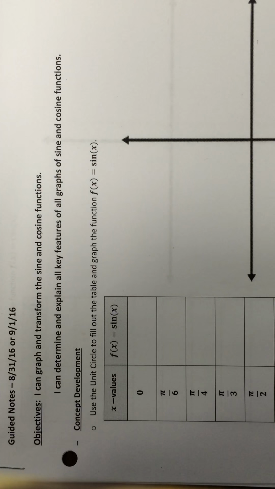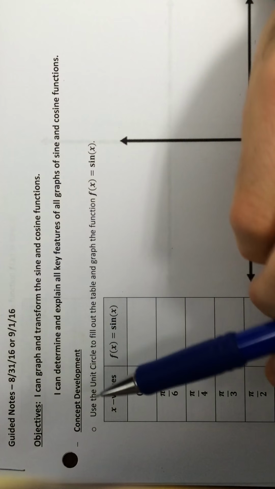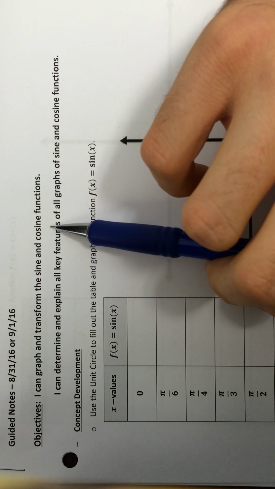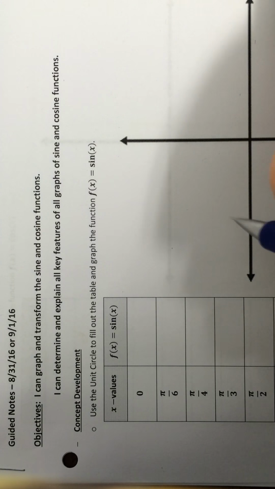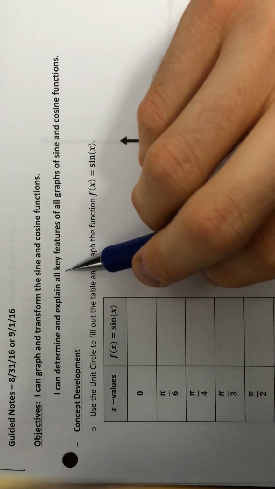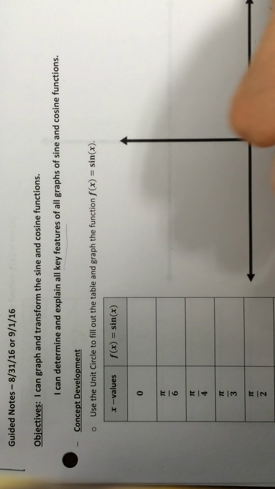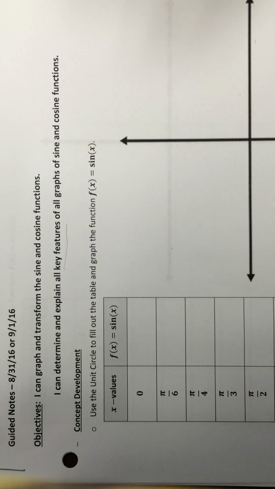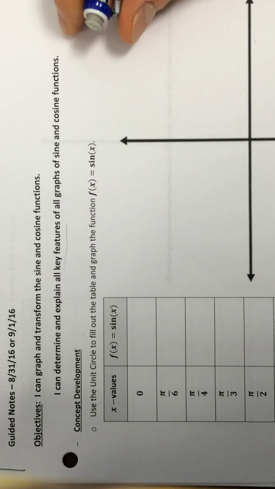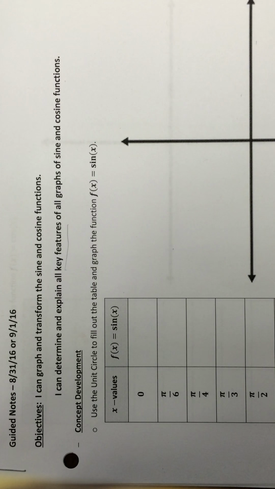So our objectives for this lesson were to graph and transform the sine and cosine functions. We're also going to look at key features, and we'll look at those as we graph. It might be helpful to have a correct unit circle around because we're going to use that. I'm going to go through these ordered pairs relatively quickly, so we spend most of the time talking about how the function behaves and the key features.